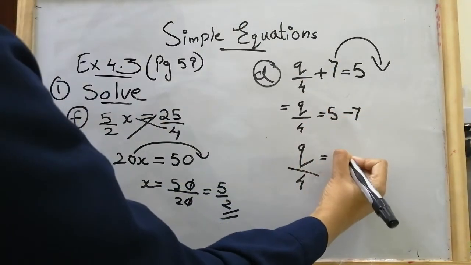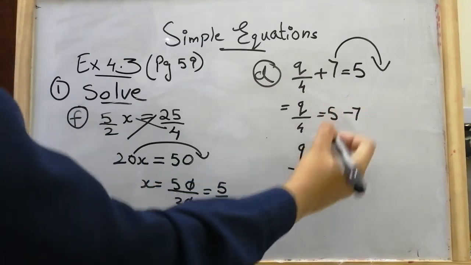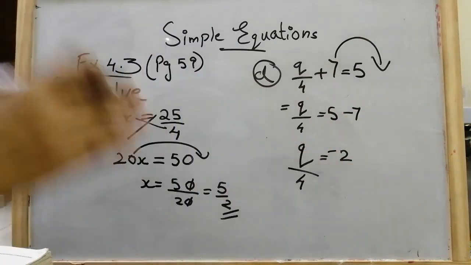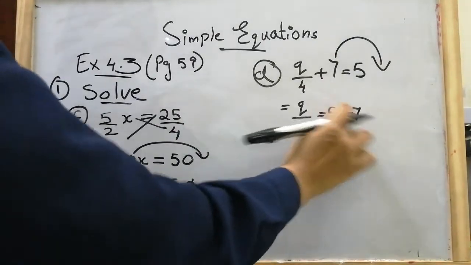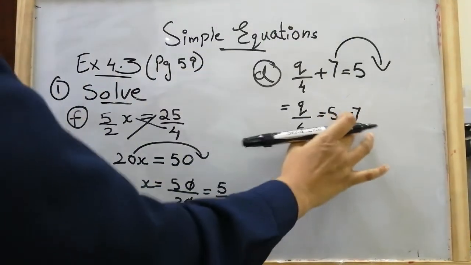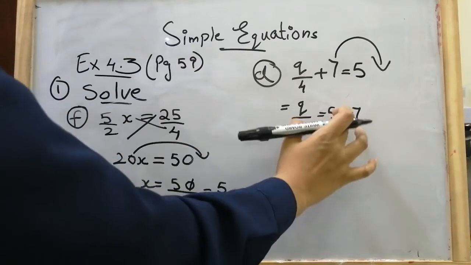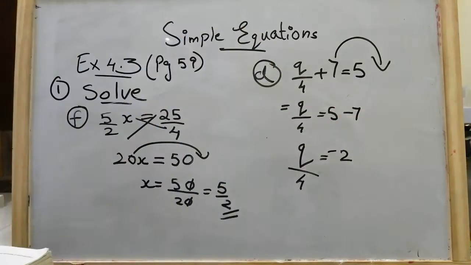7 minus 5 we know it is 2. Okay, but 5 minus 7 is negative 2. If you don't understand how, just look at this much. You can subtract as it is and then look at the sign of the bigger number. Here the bigger number among 5 and 7 is 7 and its sign is negative. So your answer will have a negative.